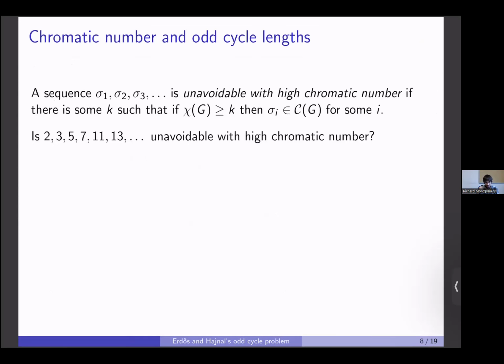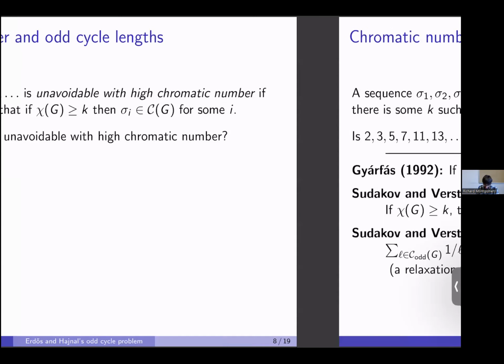So there's a little bit of work on chromatic numbers and odd cycle lengths. Here's a very similar definition. We'll say a sequence is unavoidable with high chromatic number if there's some k such that if the chromatic number of a graph is at least k, then it must hit one of those cycle lengths. On my previous question slide, it is: are the prime numbers unavoidable with high chromatic number?